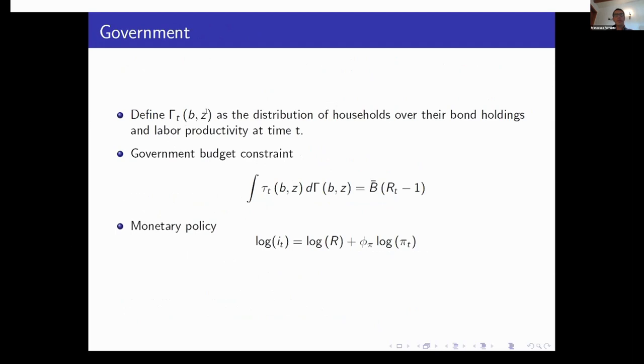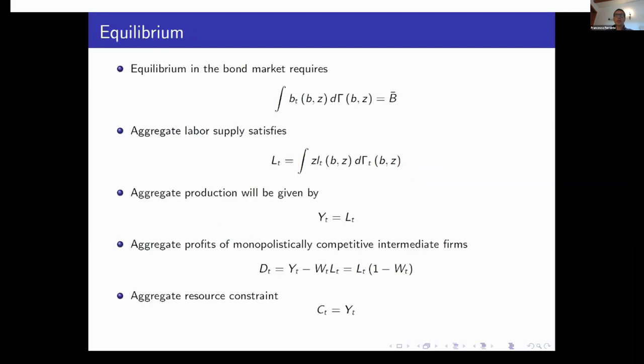If we call gamma the distribution of households over the bond holdings and productivity, we have a standard budget constraint for the government where total taxes are equal to the total payment on the stock of debt, B bar, but we assume that B bar is equal to zero, so taxes can be zero in our framework. Unless stated differently, we're going to use a very standard Taylor rule for monetary policy, which responds to inflation. Finally, in equilibrium, we have the following market clearing condition: the total bond holding by the households has to be equal to the total stock of current debt. In our calibration, this is equal to zero, so that these are in zero net supply.